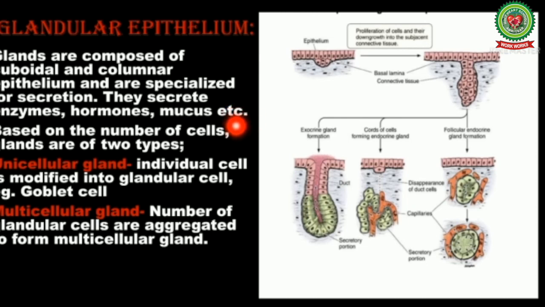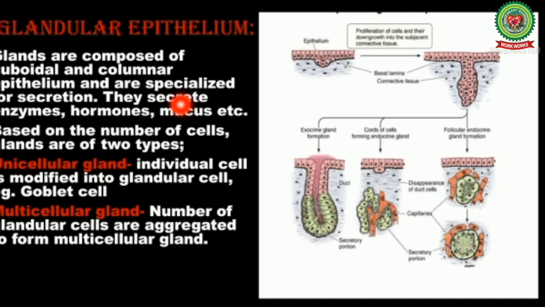Next is glandular epithelium. Some epithelial cells are specialized to perform secretory functions. These cells, singly or in groups, form glands. Glands are composed of cuboidal and columnar epithelium and are specialized for secretion. They secrete enzymes, hormones, mucus, etc.